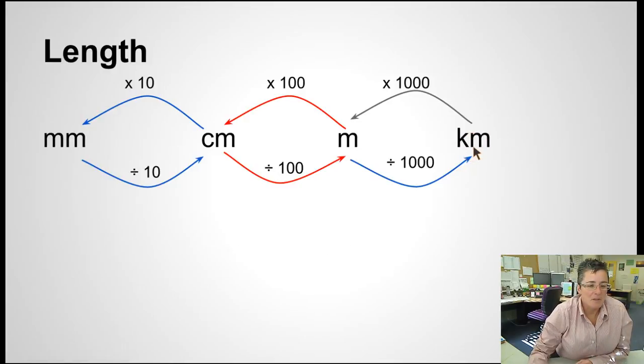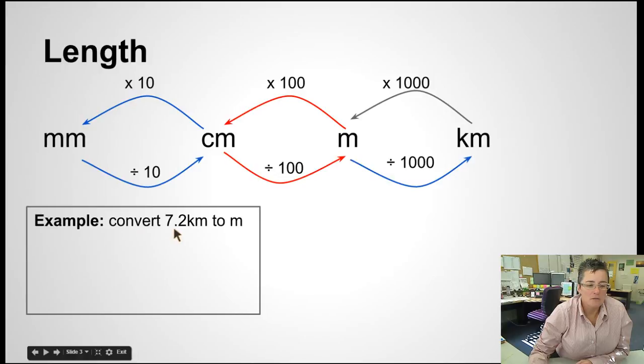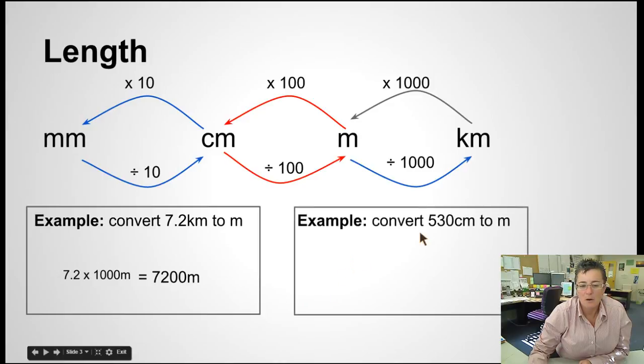So a quick example of that is if we're going to convert 7.2 kilometers to meters, we look at going from kilometers to meters. The rule says we multiply by 1,000. So we write it like this, 7.2 times 1,000 meters, and we work that out, is 7,200 meters. If we look at an example going the other way, we're going from 530 centimeters to meters. So we're going from centimeters to meters, so we're following the bottom line. We divide by 100. So 530 divided by 100 gives us 5.3 meters.